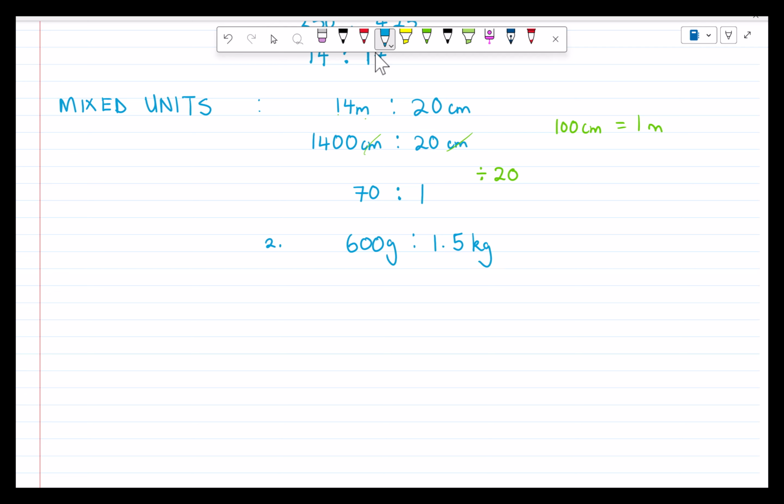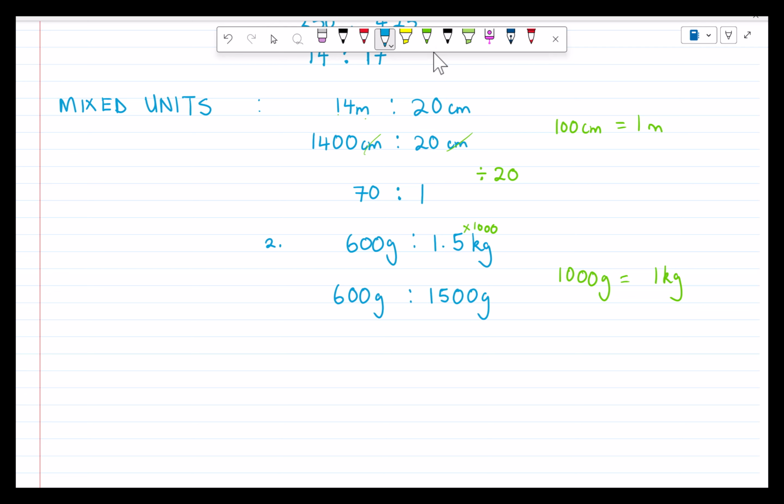So it is very important for you to know how to convert units. So now what we want to do is to convert kgs into grams, and we know that 1,000 grams is equal to 1 kg. Hence, we're going to multiply 1,500 by 1,000 to convert the kgs back into grams. And once we do that, we are left with 600 grams is to 1,500 grams.